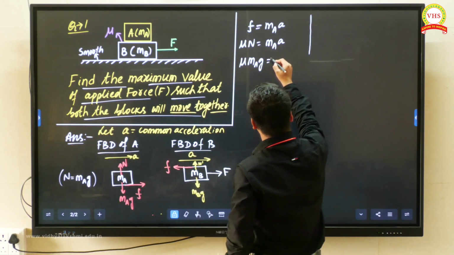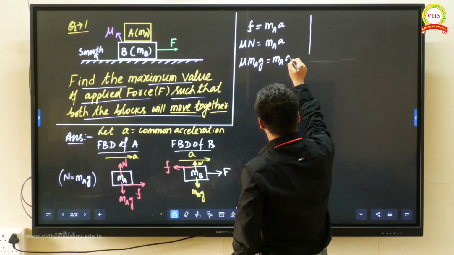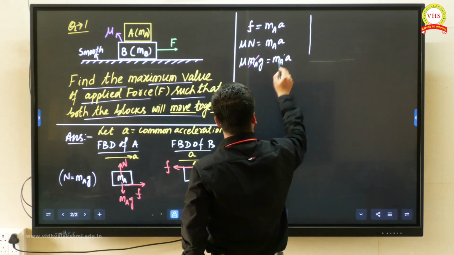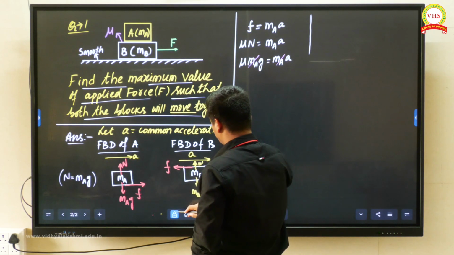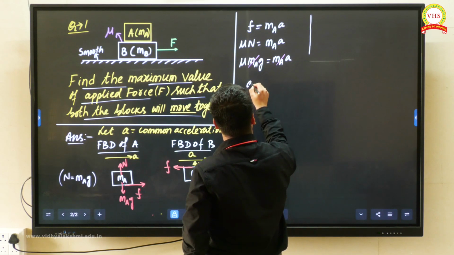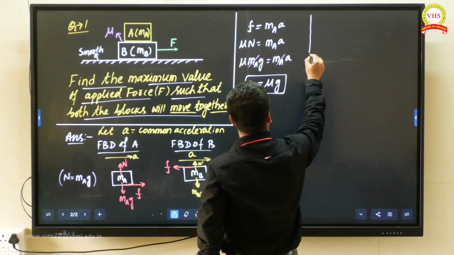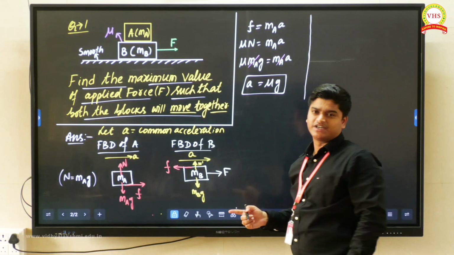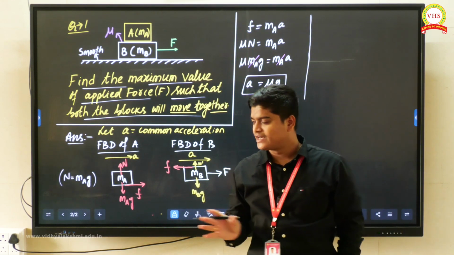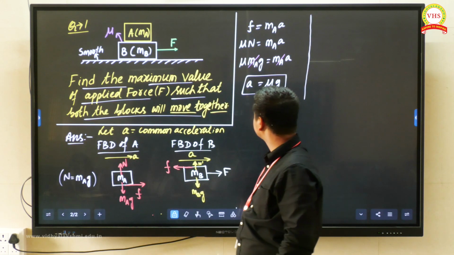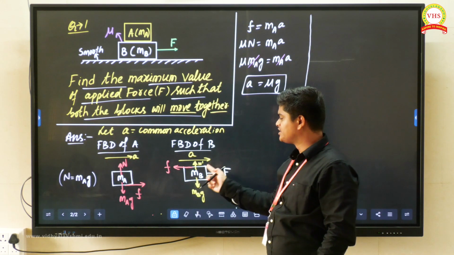Now all of you listen here, this is also MA. Now here A can cancel, right? MA and MA can cancel, yes or no? Now the acceleration coming is mu times G. So if the objects are moving together, then the acceleration is mu G. Now the same acceleration applies for this also.